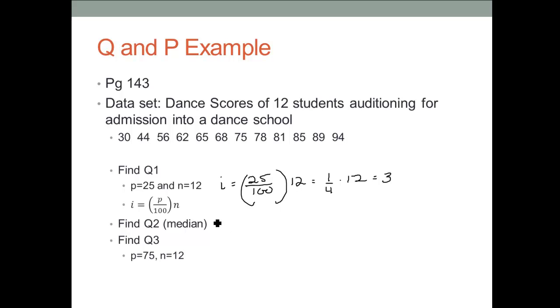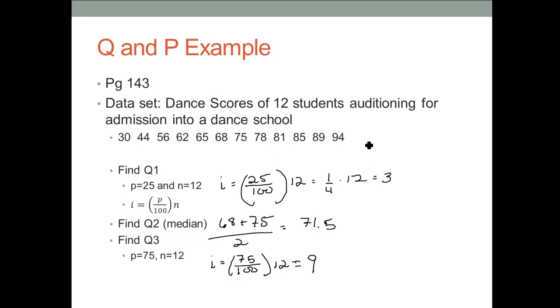The second quartile is the median, which is 68 plus 75 over 2, and that equals 71.5. And the third quartile is i equals 75 over 100 times 12 equals 9. So that is between the 9th and 10th positions, or the mean of the 9th and 10th positions.